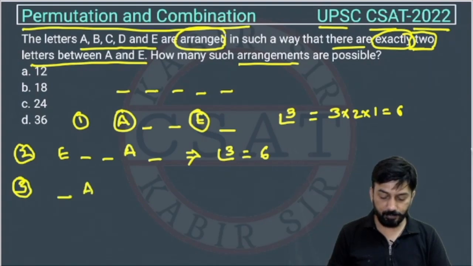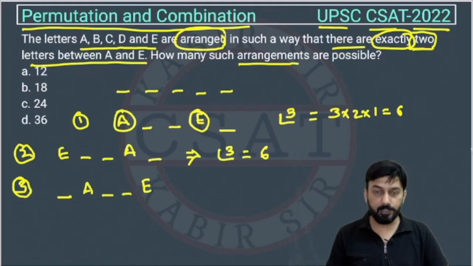It's coming on the second place. Then third, fourth and the fifth place will be E. Because हमें A और E के बीच में how many places we have to keep? We have to keep two places, right? So these are two places we are keeping, right? There is no other possibility.